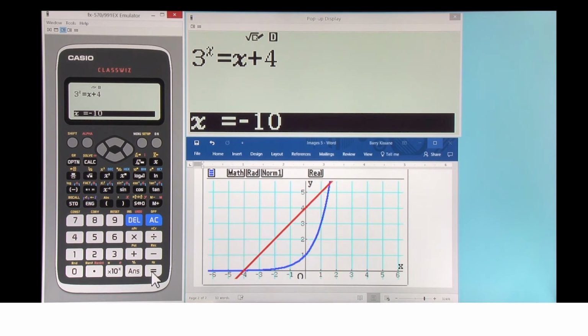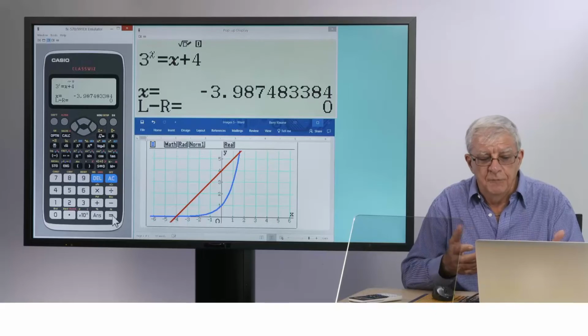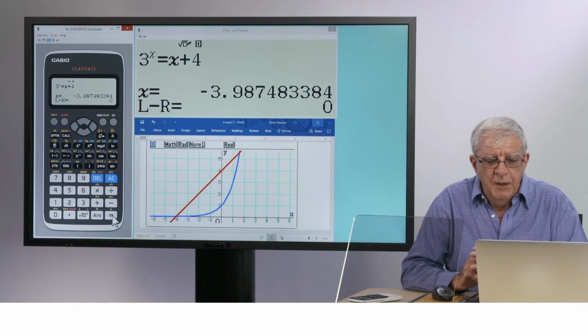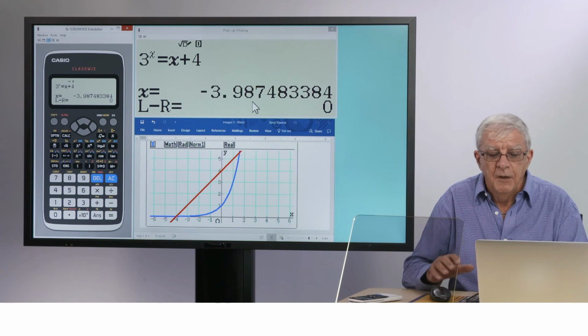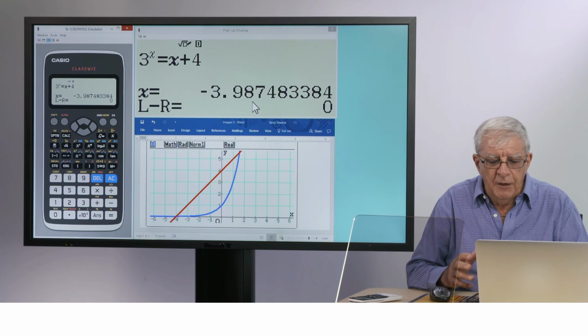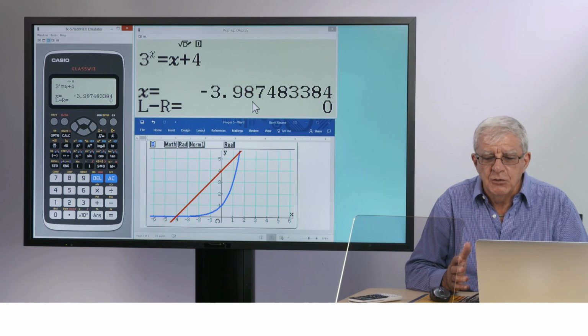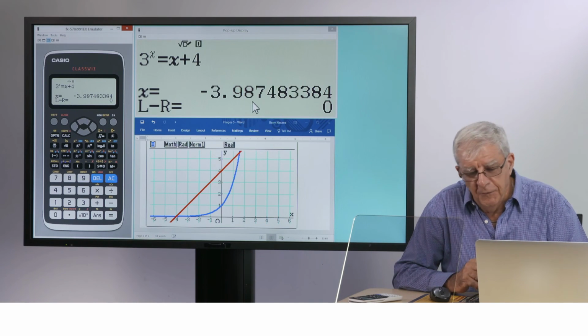And the graph, if you've drawn a graph and sketched a graph, it's clearly not very close to that, but it's close enough. So now tap equals, and you can see the function comes up with -3.987 as the value for x, and once again the left side and the right side are equal to 0. So this particular equation has two solutions, and students can reason that there probably aren't any other solutions because of the shape of the function and understanding the shape of the function that's involved.